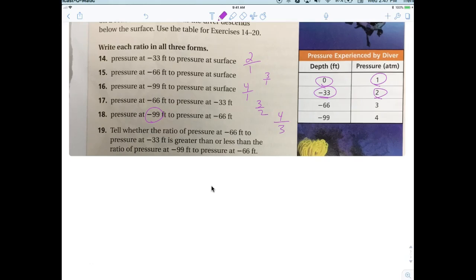You write whatever they say first in the numerator and whatever they say second in the denominator. All right, tell whether the ratio of 66 to 33, which is 3 to 2, is greater than or less than 99 to 66, which is 4 to 3. Now think about it, and you multiply. You can cross multiply. Is it more or is it less? It's greater than.